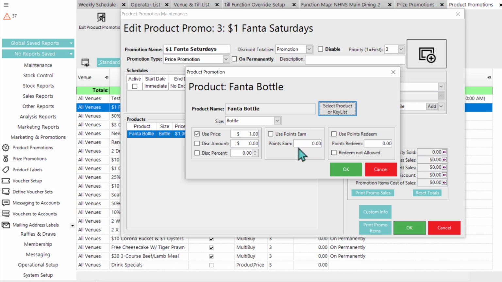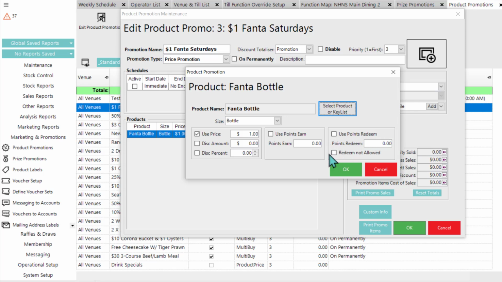We can also override any standard points redeem amount by turning on the use points redeem flag here and then setting the amount of points that will instead be required to redeem for a matching product when the promotion is active. So let's say that based on the normal point redeem percentages, everything that's been set up, a product would need 100 points to be redeemed for it, or 100 points would need to be redeemed to purchase that product. Essentially, we could have a promotion where that product can be redeemed for 50 points instead.